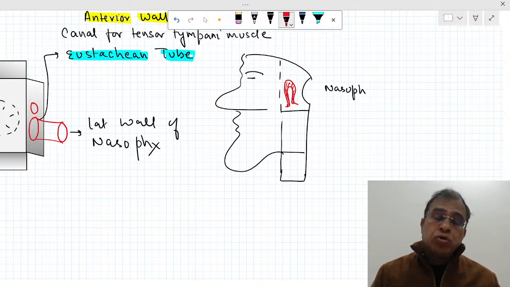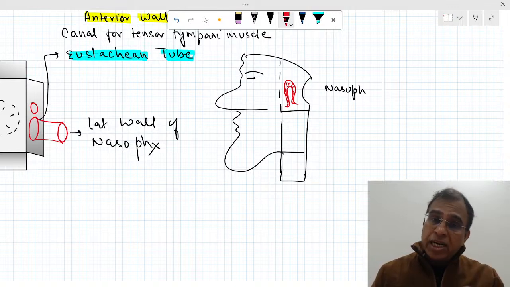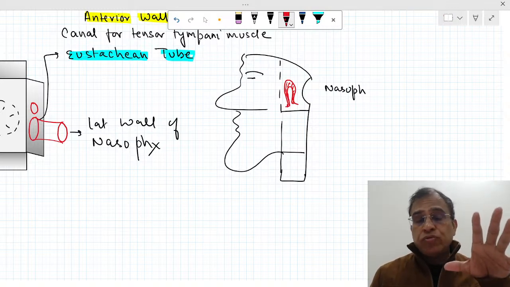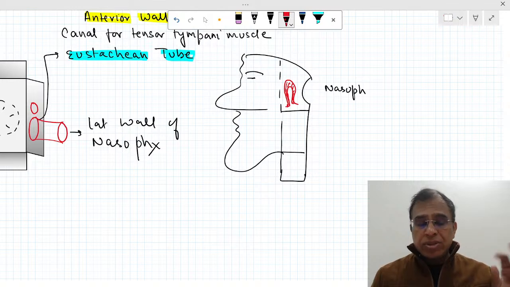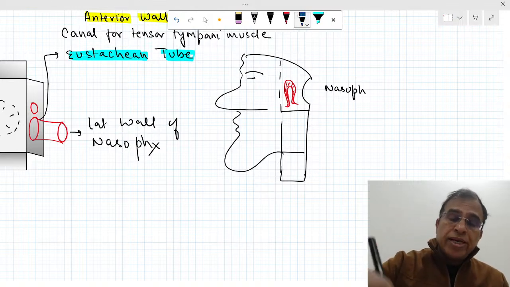Now, all this is important from the anatomical point of view, but this is more important when we discuss pharynx. So, tomorrow, once again I am telling you, when we discuss nasopharynx or pharynx, I will draw this similar diagram again. I will also show you the actual image of the nasopharynx, how it looks like. Right now, just related to the eustachian tube.